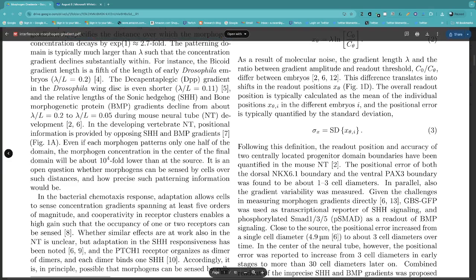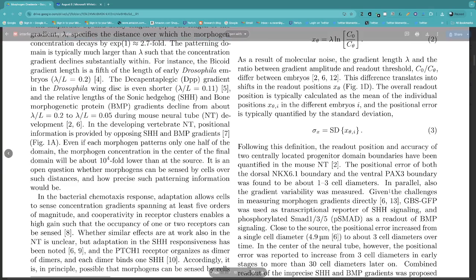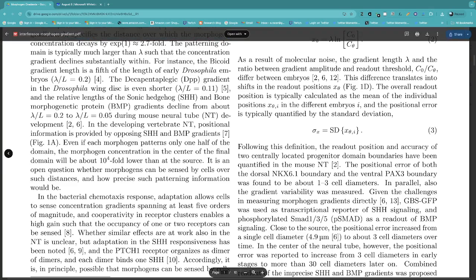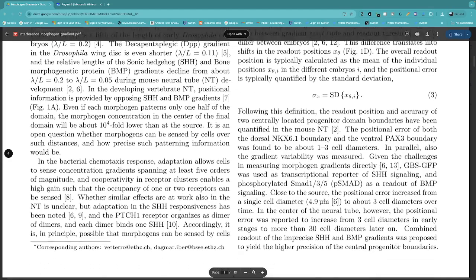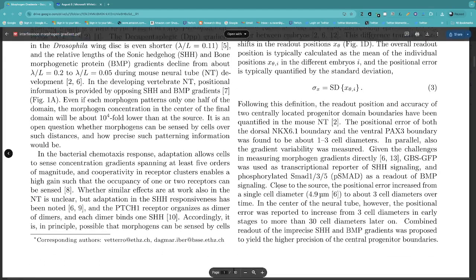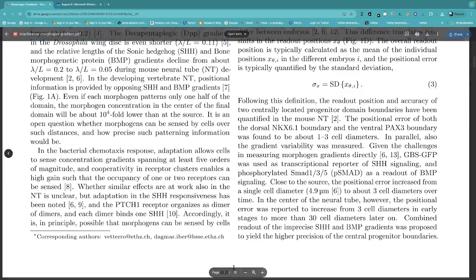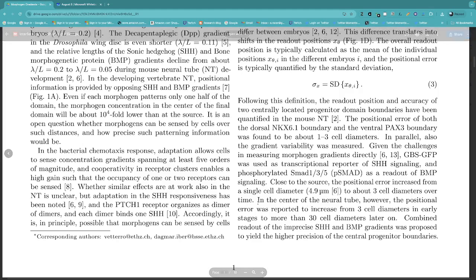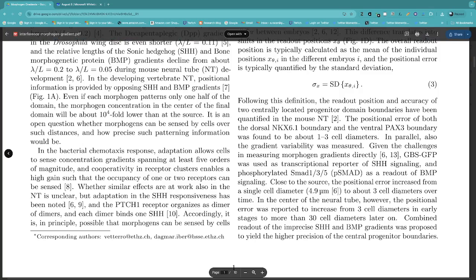In parallel, also the gradient variability was measured. Given the challenges of measuring morphogen gradients directly, we used a transcriptional reporter as a readout of signaling. And so close to the source, the positional error increased from a single cell diameter to about 3 cell diameters over time. So this error, of course, could be from within 1 cell to 3 cell diameters, which means that it could be within 1 cell to over 3 cells.